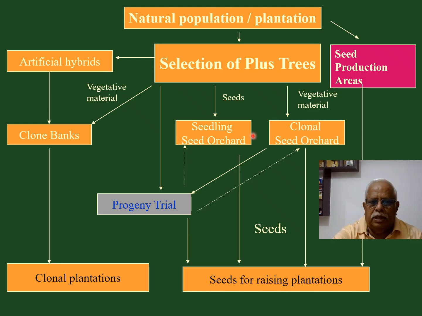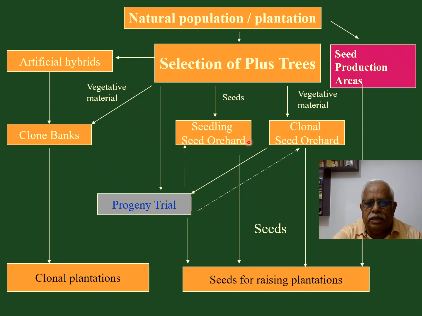The other type of seed orchard is the seedling seed orchard. Here, from the selected plus trees, we collect the seeds, then we raise the seedlings and plant the seedlings in the orchard in a particular design. We call it a seedling seed orchard. So when we use vegetative material for establishment of the orchard, we call it a clonal seed orchard, whereas when we use seedlings for planting, we call it a seedling seed orchard.